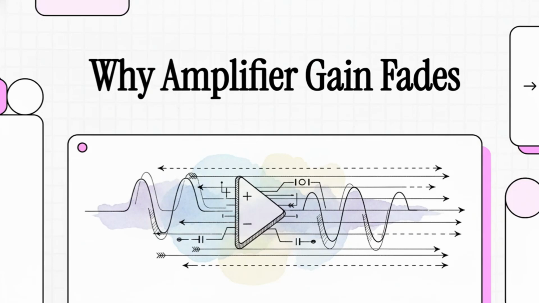We're all taught that an amplifier has one specific constant gain, like 100 or maybe 1,000. But, well, that's only part of the story. In the real world, that gain isn't constant at all. So let's dig in and find out what's really going on.